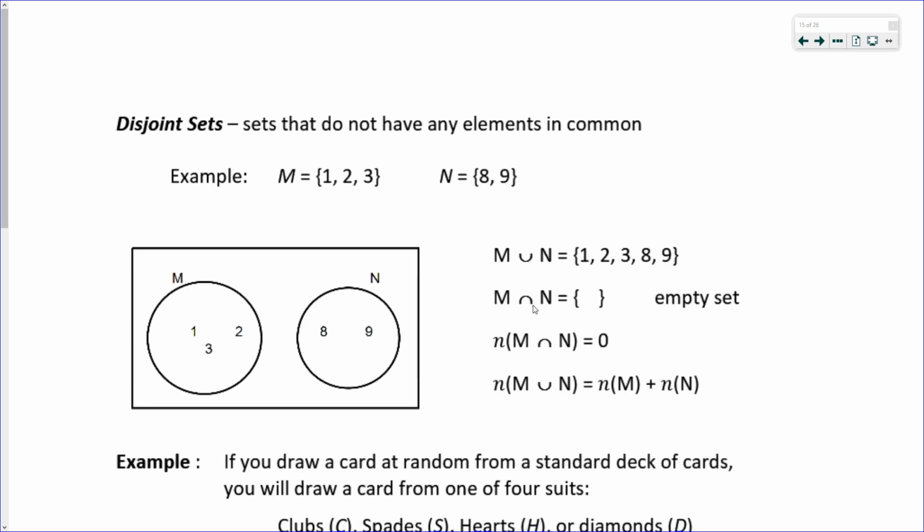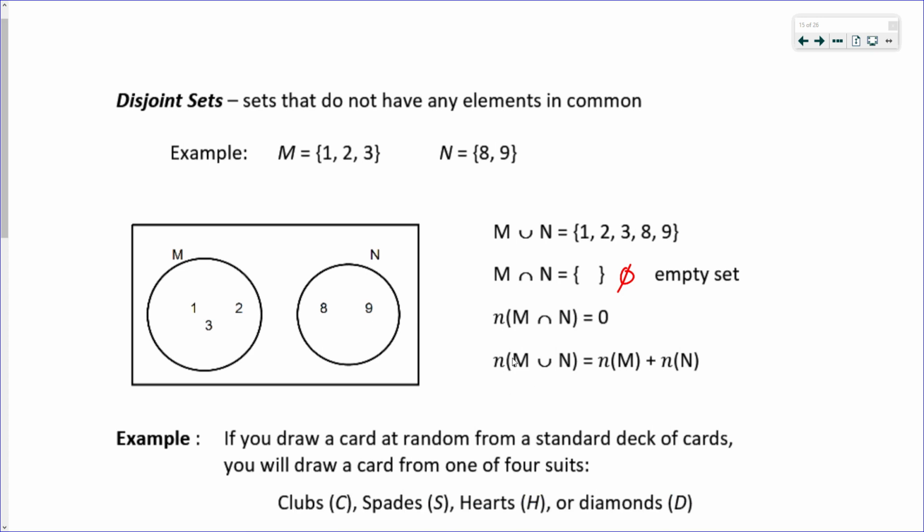If I do the intersection of a disjoint set, so that's everything that's in M but also in N, they have nothing in common, so there's no element that I can write here, so it's just the empty set. Reminder, it can either be the squiggly brackets with nothing in between, or I can do the 0 with the slash down the middle, which is also the empty set. And so the number of elements in M intersect N works out to be 0, because there's an empty set, there's nothing there.